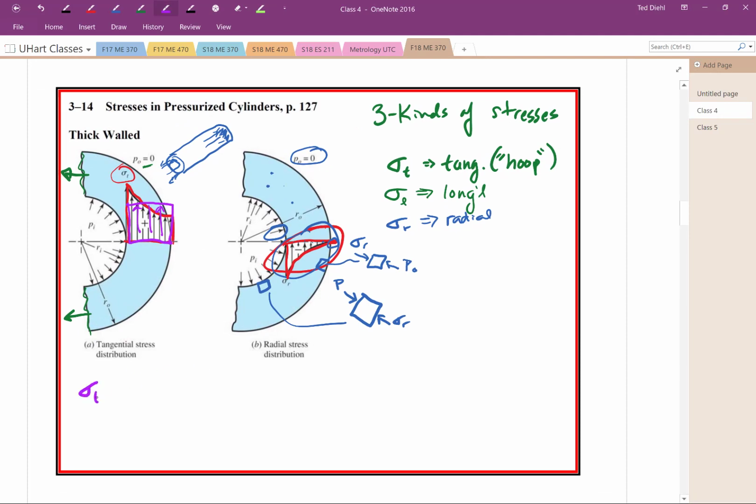For tangential stress, the equation is Ri, the internal radius, divided by the external radius squared minus the internal radius squared, times Pi, that's the internal pressure, times 1 plus Ro squared, the external radius, divided by r squared. Now you notice that r squared is the only one that doesn't have a subscript.